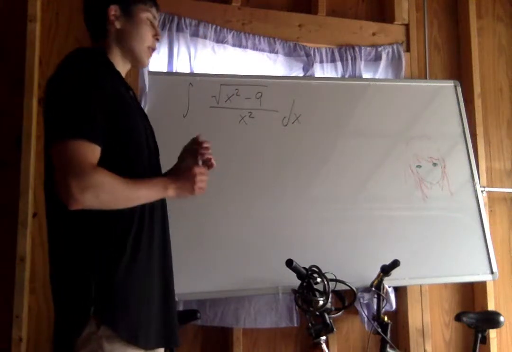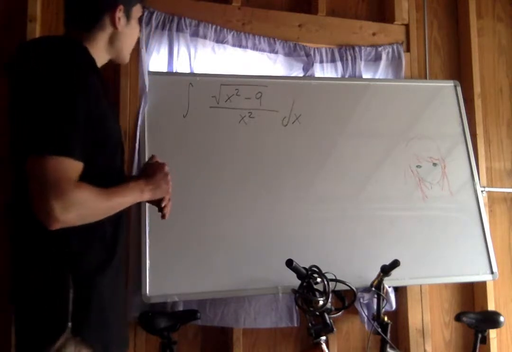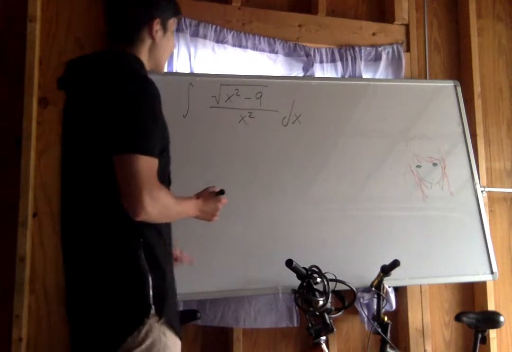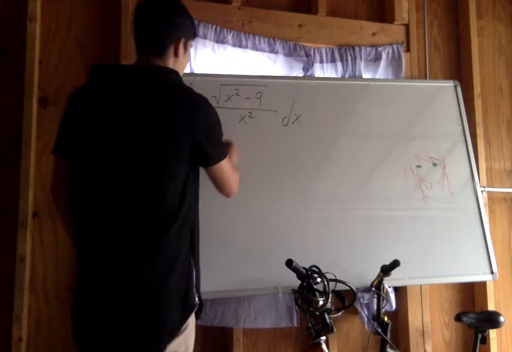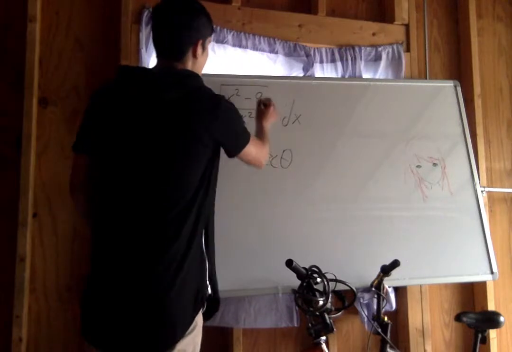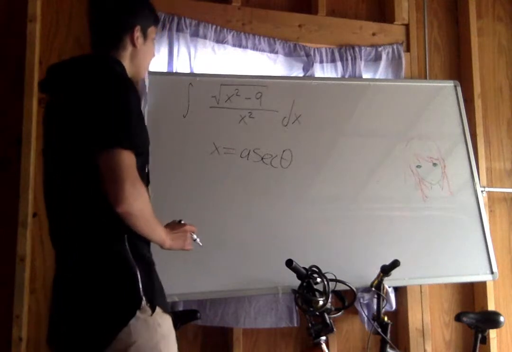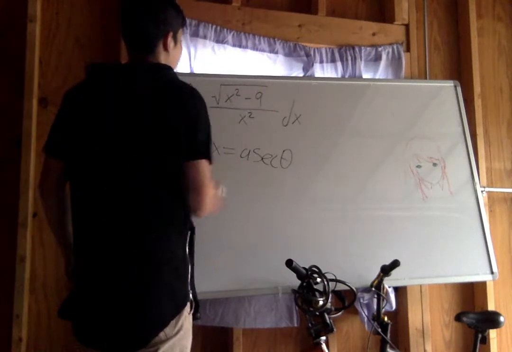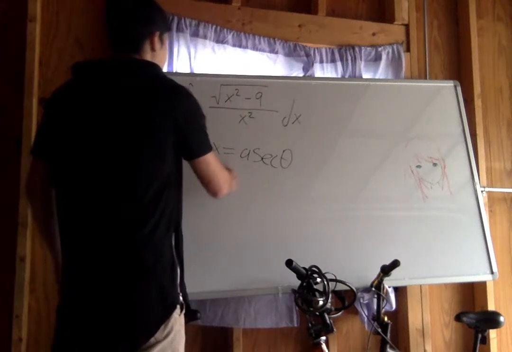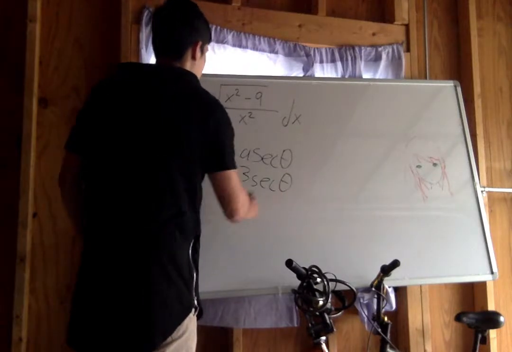Okay, we're going to be solving the integral of root x squared minus 9 over x squared. The way we solve this is by noticing that we have to do a trig substitution. In this case, it's going to be the secant that we're going to invoke because the constant is being subtracted from the variable squared. So you have x squared minus a squared. So what's a? It's 3. You take the square root of that. So x equals 3 secant theta.